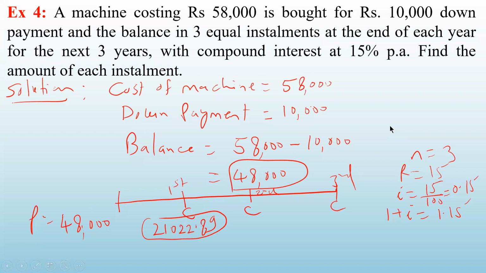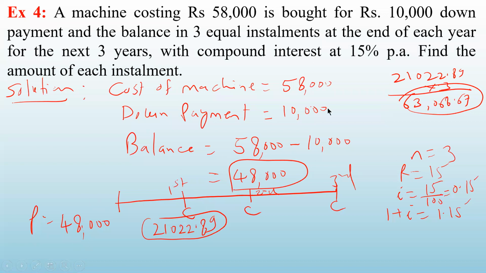So if you multiply 21,022.89 3 times, you will get 63,068.67. So look at here, how much more he is paying. If he is not paying today 48,000 rupees, the balance amount, he is paying in the installment, he is giving more amount. See, 63,000. But if he gives all this amount today itself, he has to pay only 48,000.